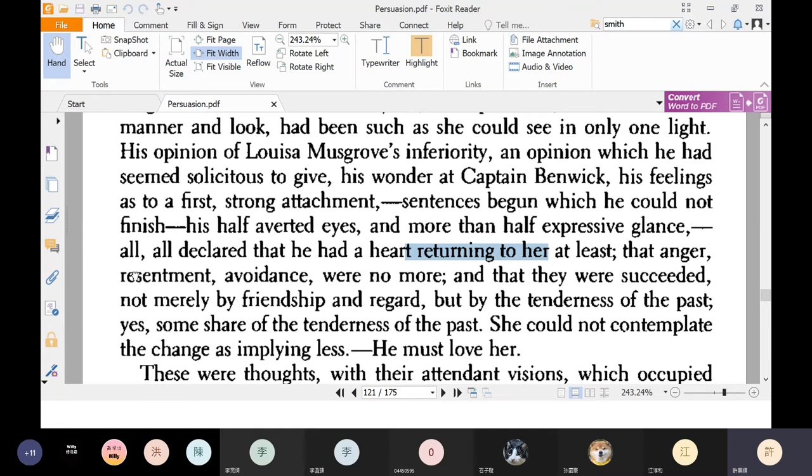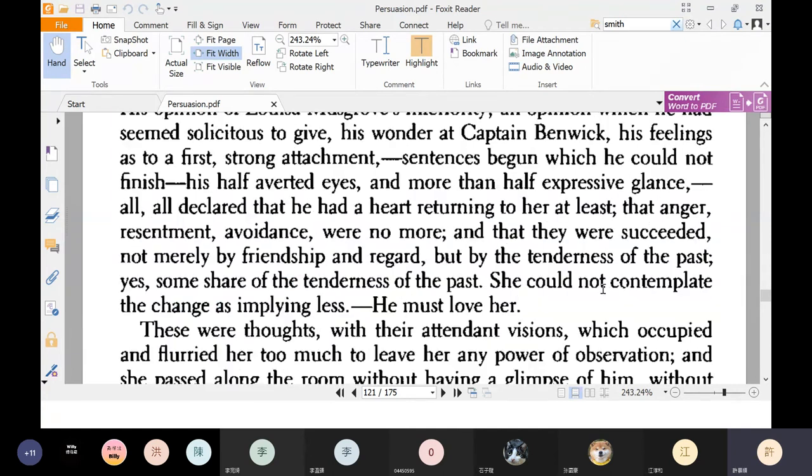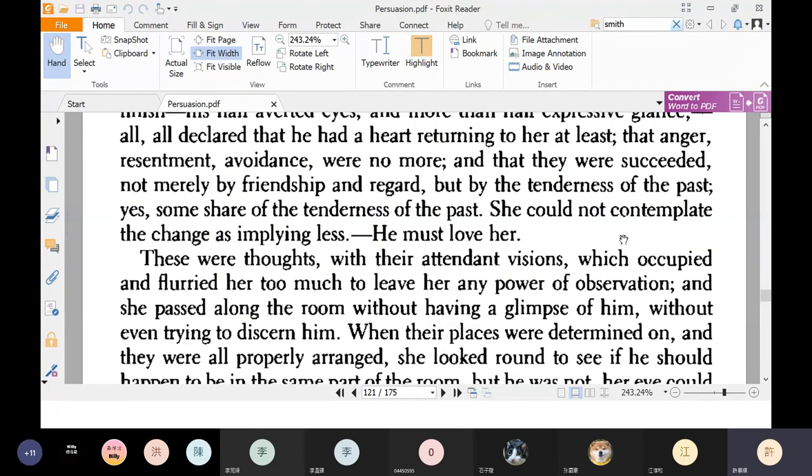That anger, resentment, avoidance were no more. This is talking about his reaction to Anne's breaking of the engagement. It seems like he's no longer angry, resentful, or wanting to avoid her because she broke off the engagement. These feelings were no more, and were succeeded, which means followed, not merely by friendship and regard, regard here means respect, but by the tenderness of the past, the same tenderness that he had in the past.